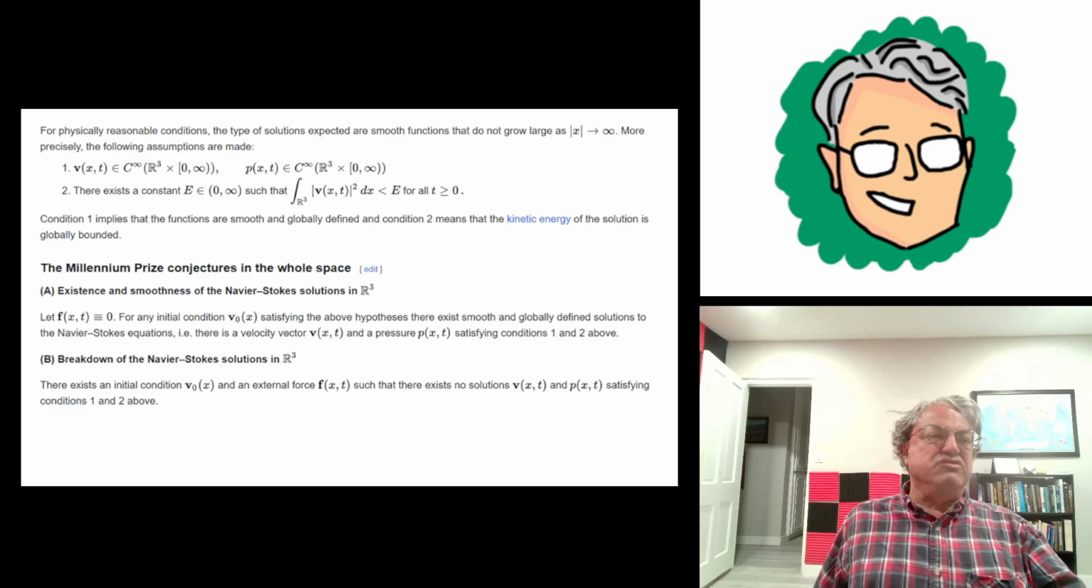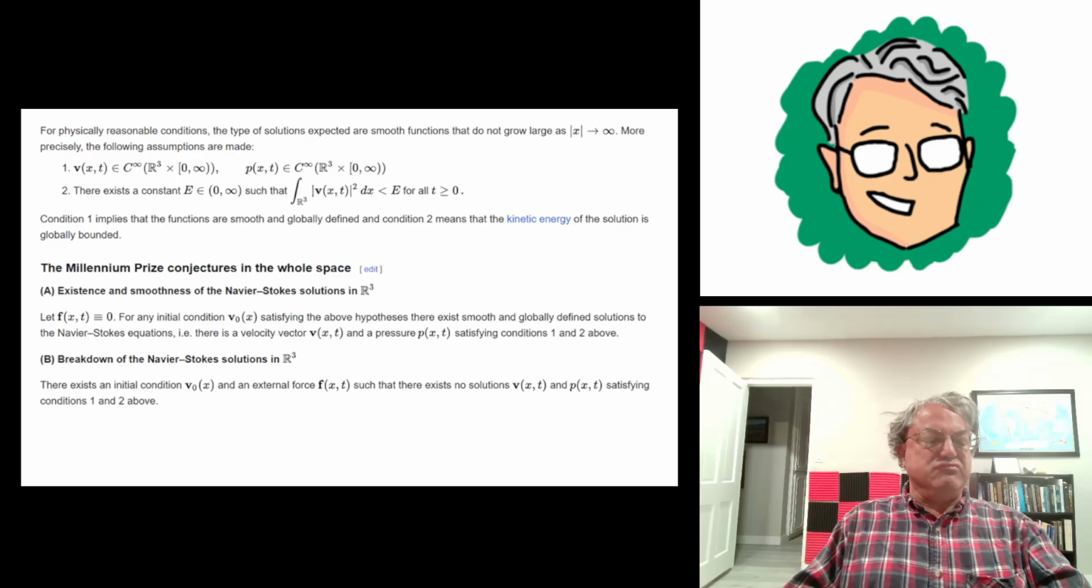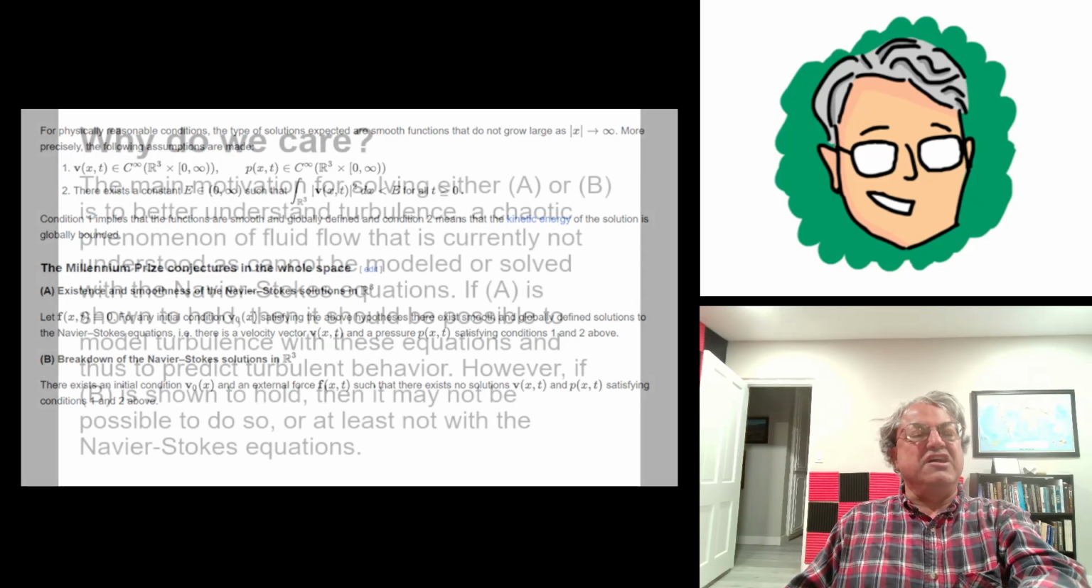It would say that there are some initial velocities for which there is no computable solution, or maybe you get chaos, maybe you get turbulence that you can't predict. Who knows? But those are the two possibilities. Either there does exist a unique solution that we can solve, or there doesn't. And there's a $1 million prize for either solution. I guess the people who offer the Millennium Prize don't care if you prove it or disprove it, because it'd be really interesting in both cases.